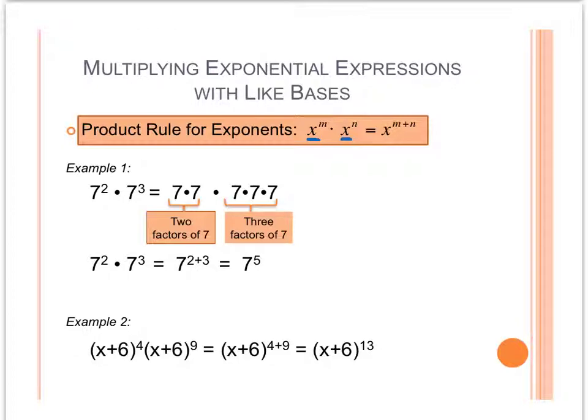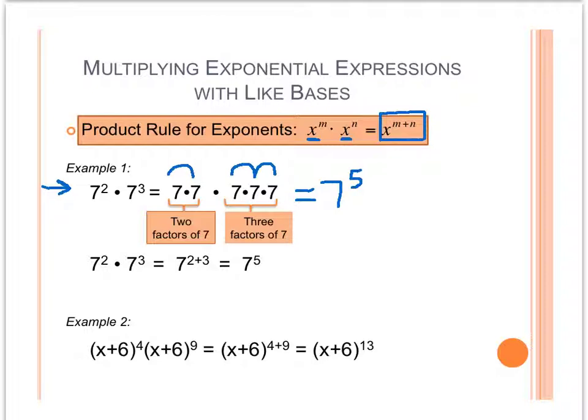In the product rule for exponents, if you are multiplying 2 like bases together, you simply add the 2 exponents. So we have x to the m times x to the nth, and that gives us x to the m plus n. In this example, we have 7 squared, and we know that means to multiply 7 together 2 times, and that is times 7 to the 3rd, and we know that means 7 multiplied together 3 times. So really, we're multiplying 7 together 5 times, or it would be 7 to the 5th.